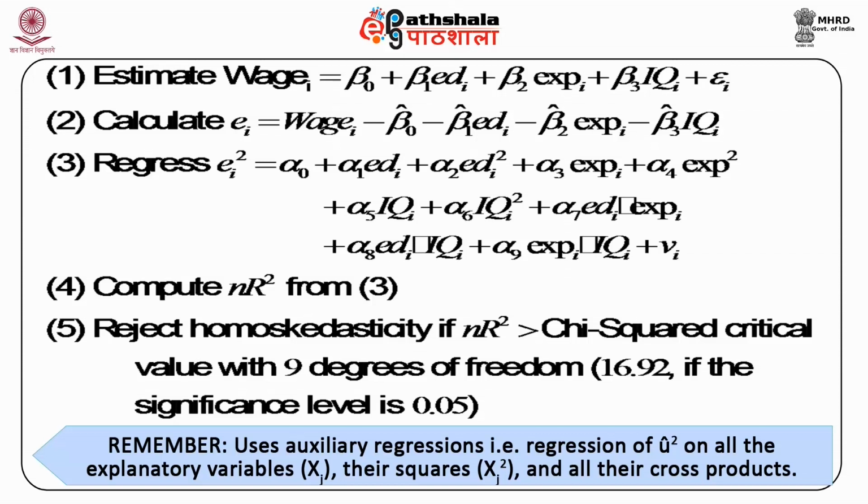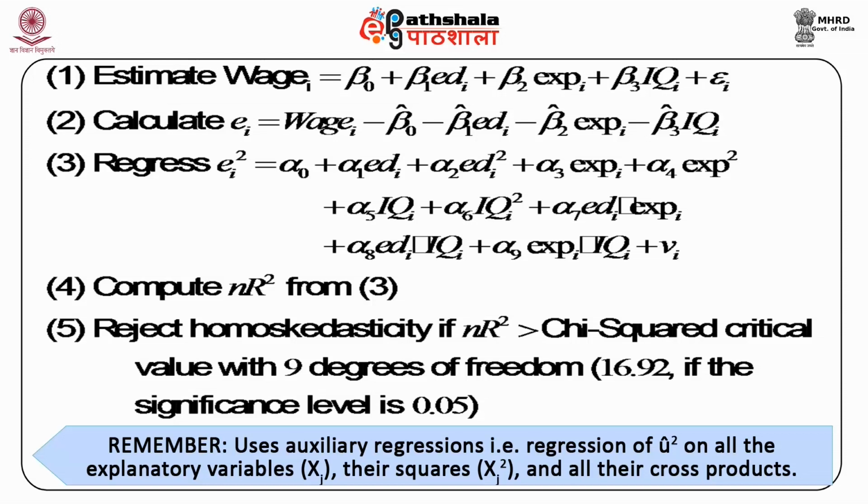Then we can use White's test by following step 3, where we regress the square of residuals on education, square of education, experience, square of experience, IQ level, square of IQ level, and then cross products of education and experience, education and IQ level, and then finally experience and IQ level.